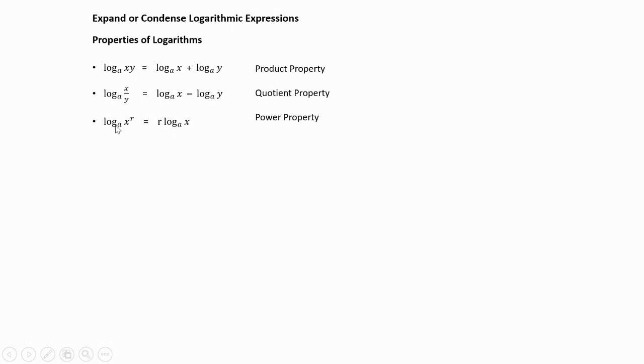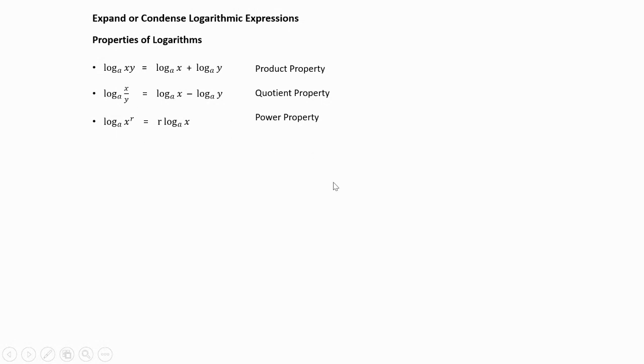And this is called the power rule, or the power property. This property, guys, the exponent, when you're expanding, there's no exponents when it's expanded. So the exponent, if you notice, goes to the front, which is r log base a of x. These are properties that you need to know.